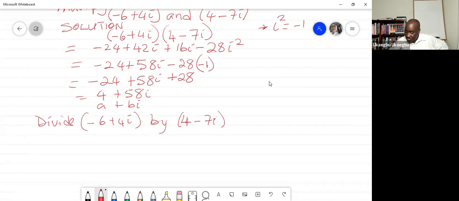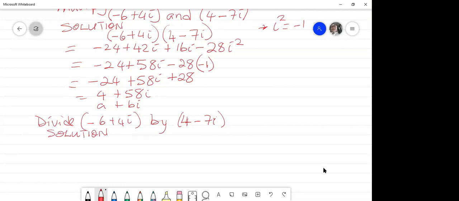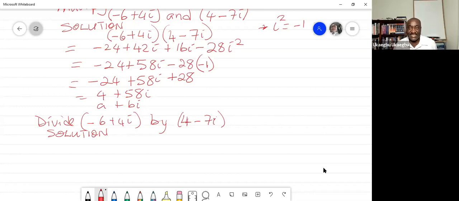Okay, so now let's go. What's your idea? What do you think we should do first? I divided 4 into negative 6, and I divided negative 7i into positive 4i. Okay, that's a good idea, but it's not going to work. So let's write it out first. Let's write out negative 6 plus 4i divided by 4 minus 7i.